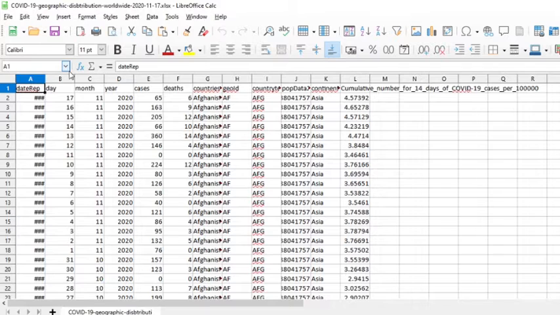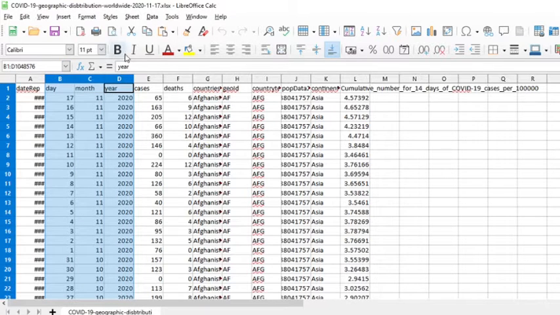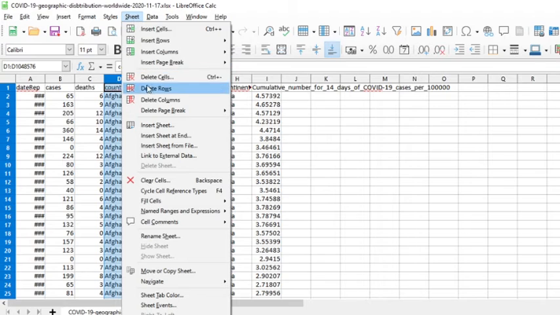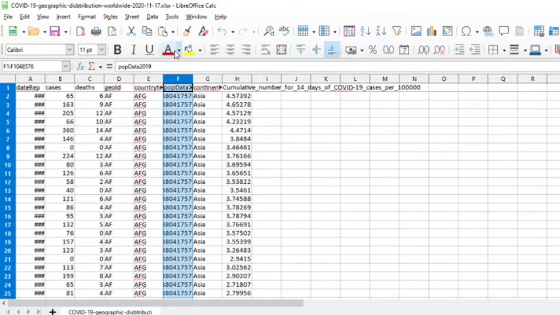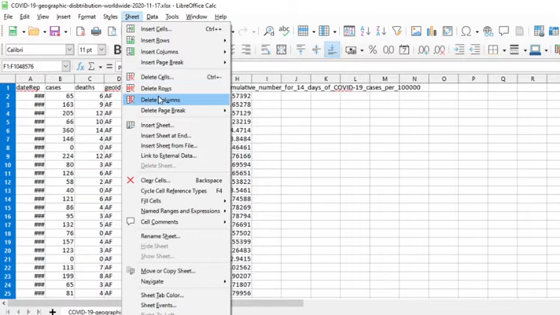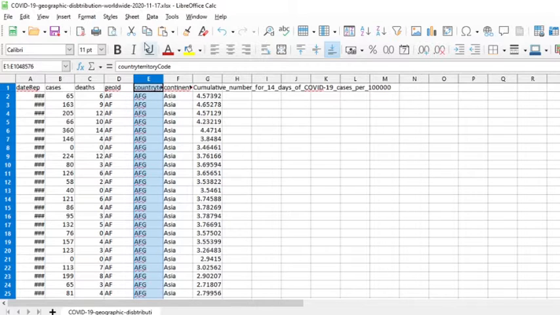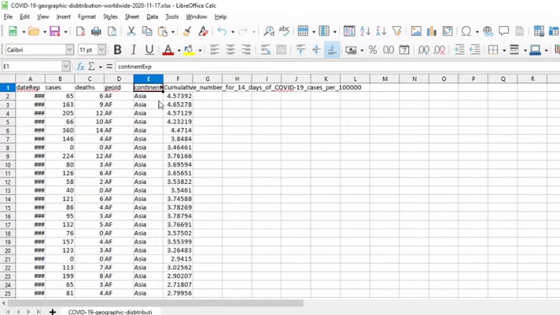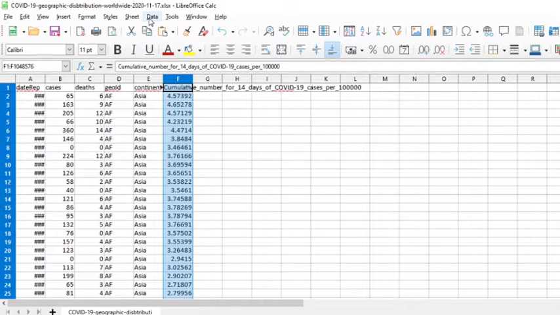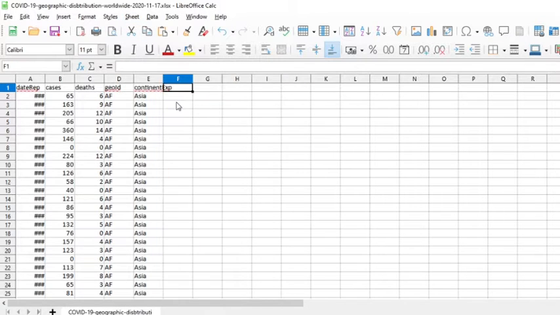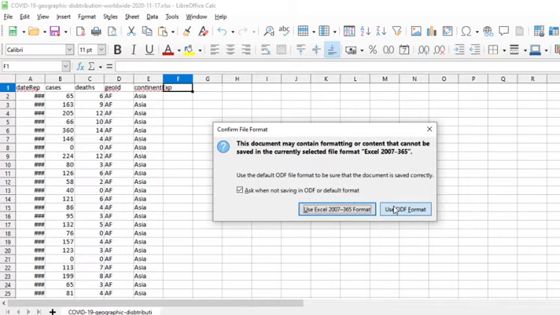Okay, then I come over here and I delete these numbers here, and columns there. I don't really need this anymore. Don't really need population. Don't need that. And don't need this. Okay. So you've got the bare essential information. Now I come over here and we save this in an ODF file.